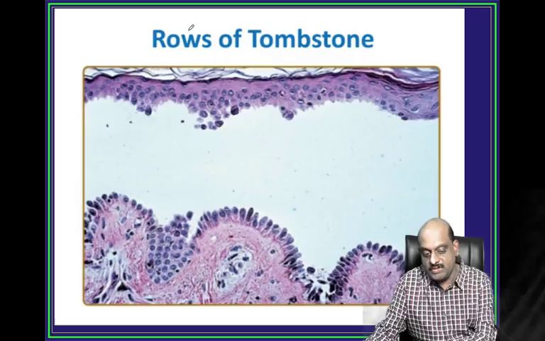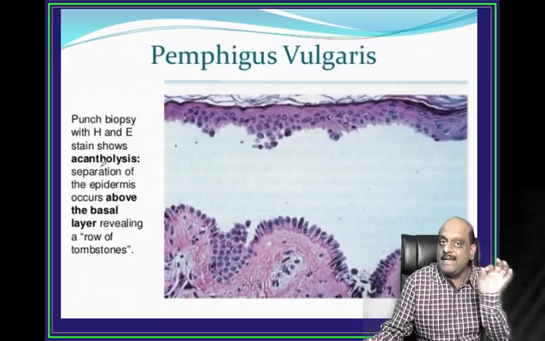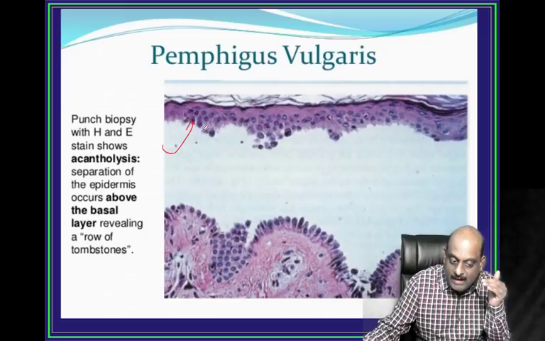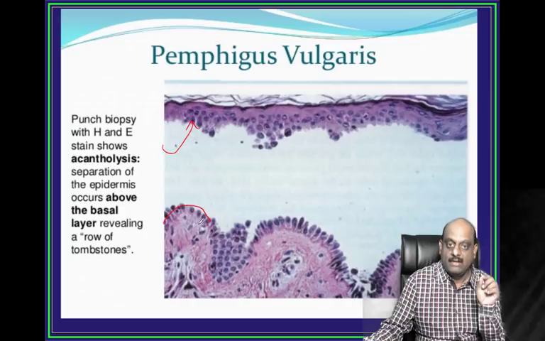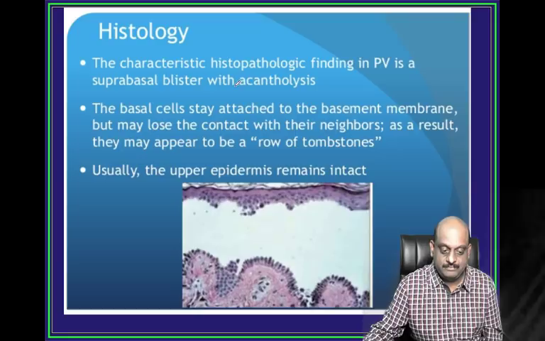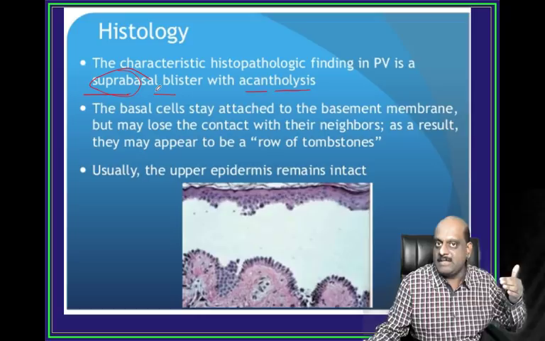Can you see, doctor, the tombstones, right? Tombstone appearance. So there is an acantholysis, that is separation of the epidermal cells from one another. Typically, there is a separation of epidermis, and that leaves the basal layer with cells which are separated from one another because of the acantholysis. This is called the tombstone appearance, is what you have to remember. So a suprabasal blister with acantholysis, that is the key word you should remember. Suprabasal blister, above the basal layer, acantholysis.